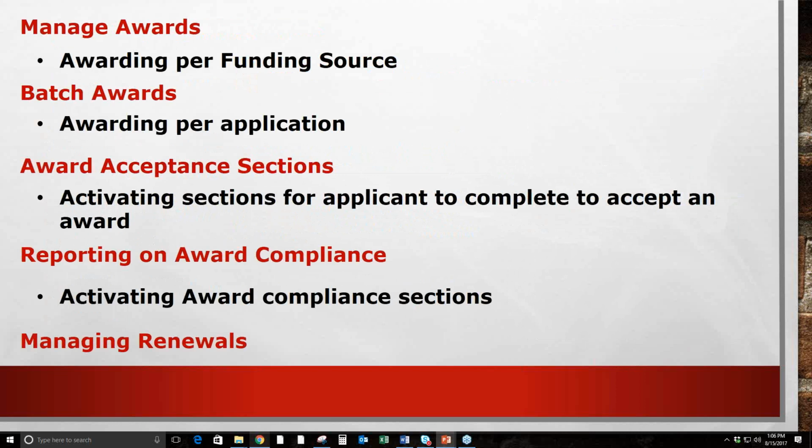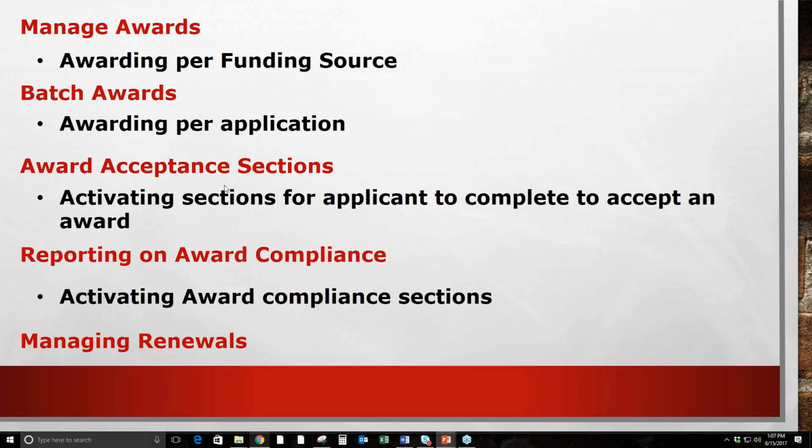So we have manage awards, which is when you're awarding per funding source. That's usually used with a one-to-many application process. A one-to-many application process is where you have one application, and for that one application, applicants are being directed to multiple funding sources, and there are multiple funding sources funding that one application form. And then, of course, batch awards, which is awarding per application. That is a one-to-one application. You have one application and only one fund funding that process.